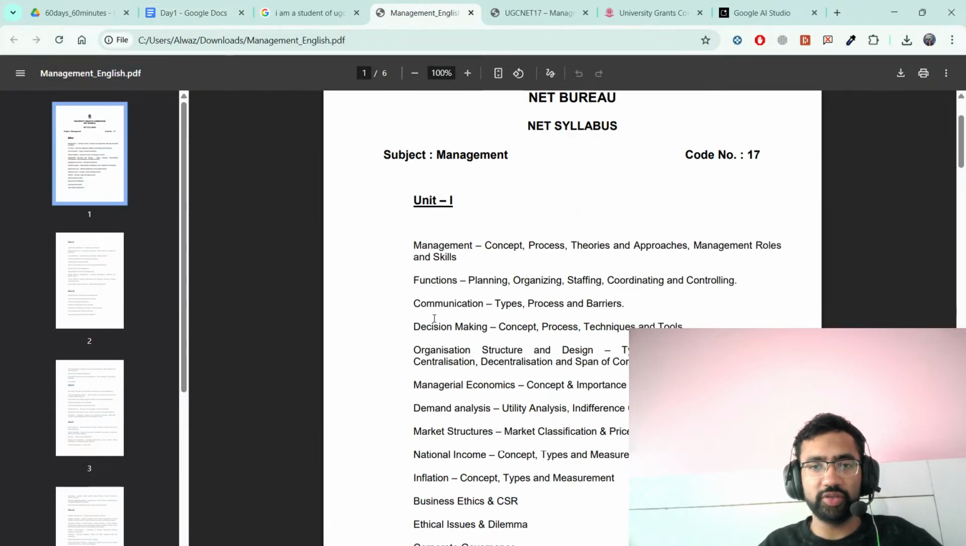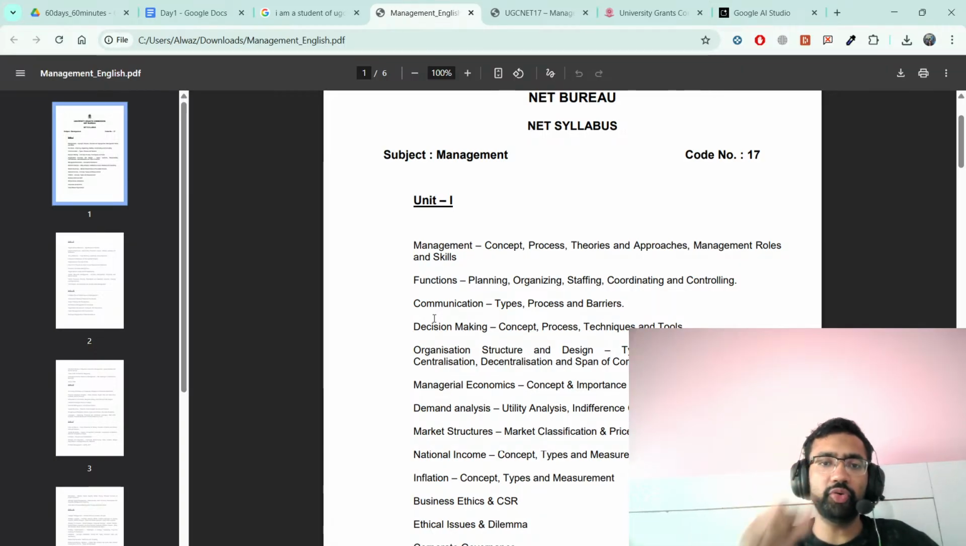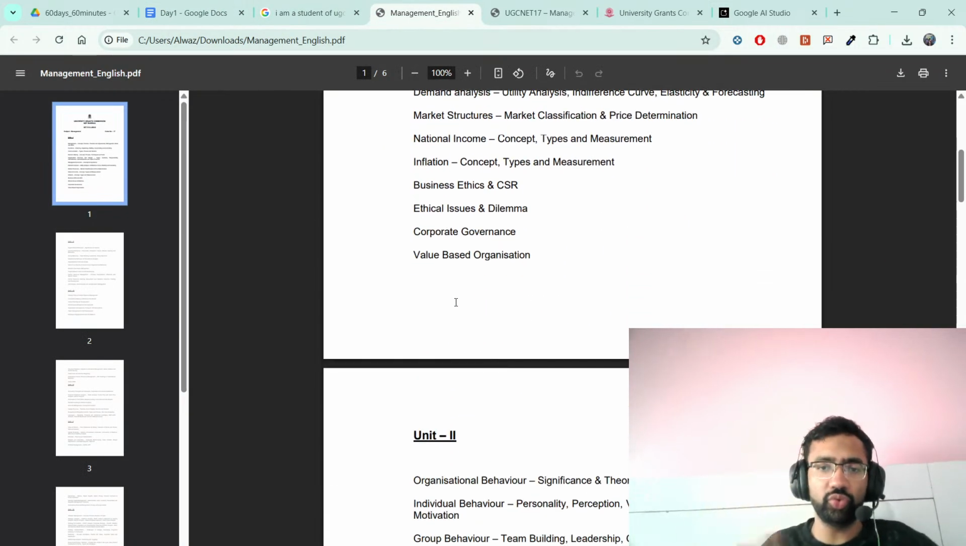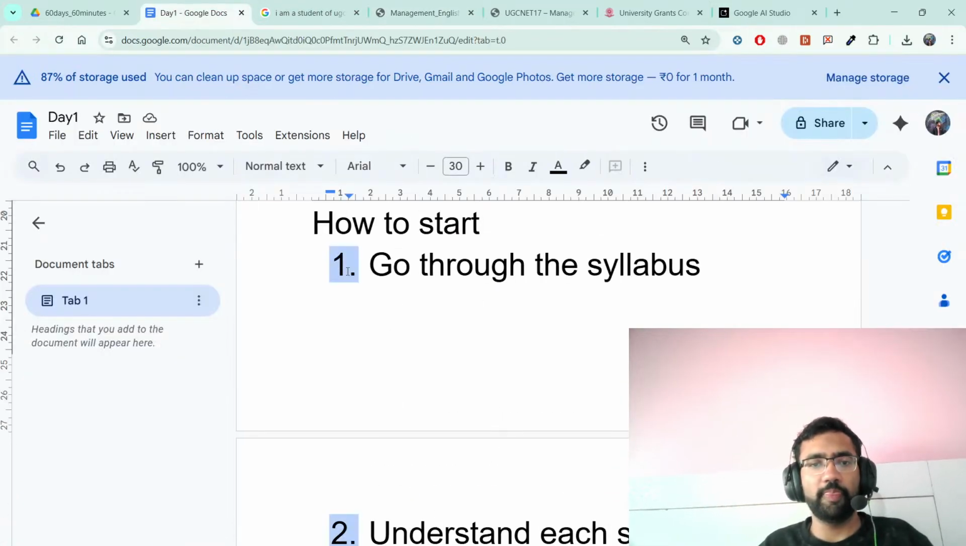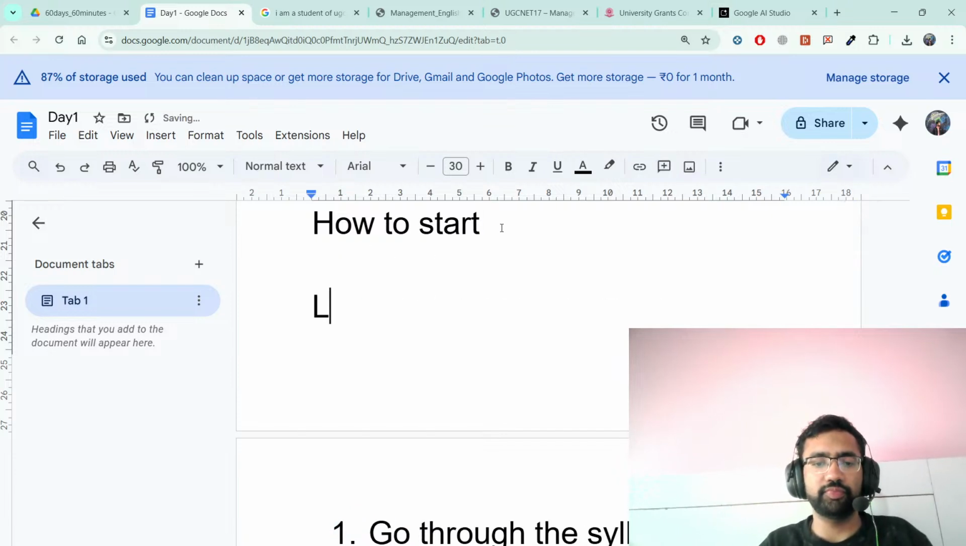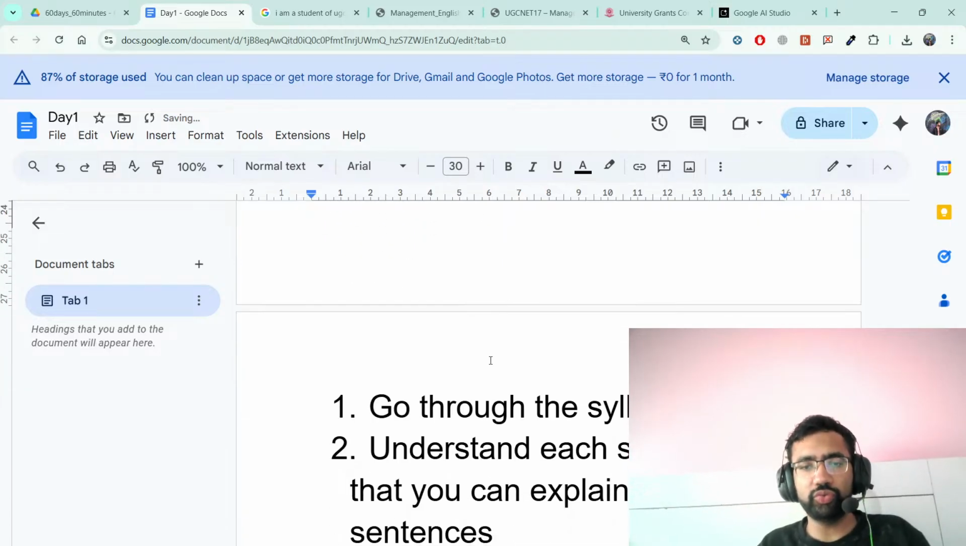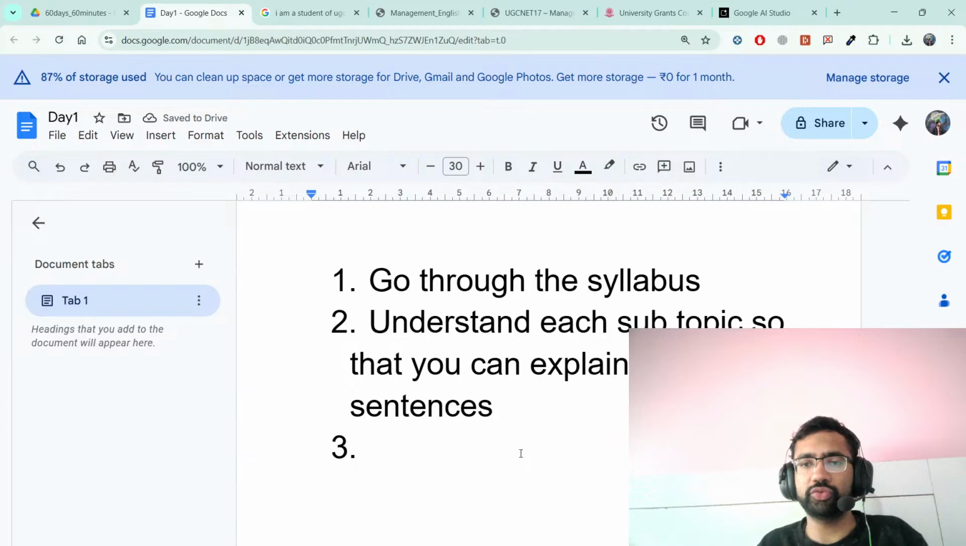So by doing this approach, this should be your level 1. By studying in brief about each topic, you will get a very big advantage, because now you know the whole syllabus. Any question asked, even if you don't know how to solve it, you know where to place it in the syllabus. So that is the first thing you should do. We'll name it level 1. Level 1: go through the syllabus, understand each topic in detail so that you can explain it in 4 to 5 sentences.